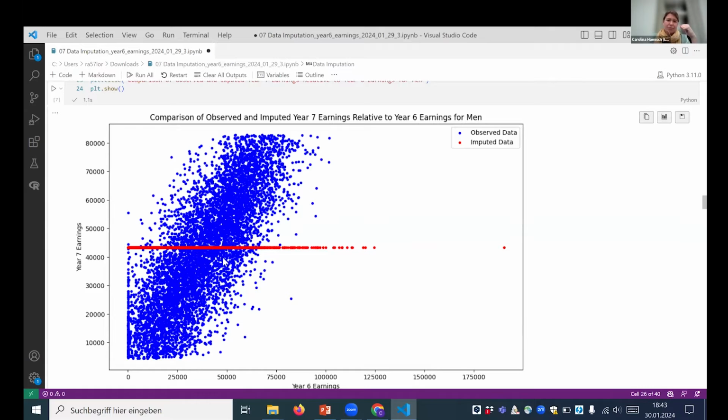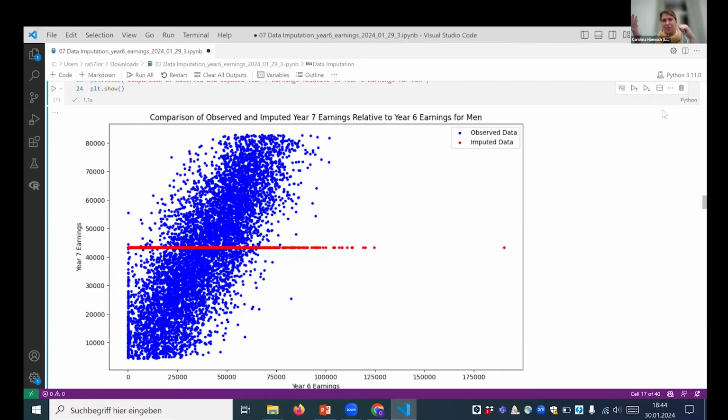And if you look at this, we have this red line here, and it's a line because we used the same value for every person with a missing year 7 earnings. So we have year 6 earnings on the x-axis and year 7 earnings on the y-axis. And for the observed data, we see a strong correlation here, of course. But for the imputed data, this is of course completely destroyed because we just used the mean of the observed year 7 earnings for every person with a missing value. So this is pretty bad.